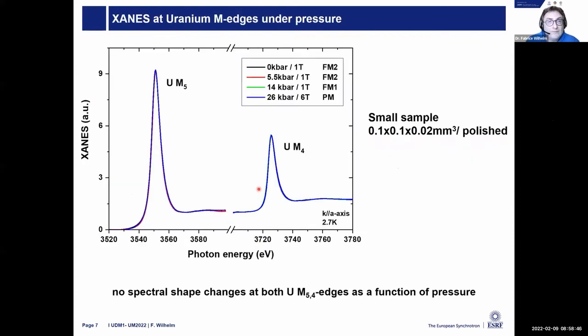So let us first show you the XANES that has been recorded on the uranium compound under pressure. Here we have tuned the pressure from 0 kilobar up to 26 kilobar, this independently of the field of 1 Tesla or 6 Tesla. What we can see directly is that no spectral changes have been observed at both uranium M5 edges and uranium M4 edges.